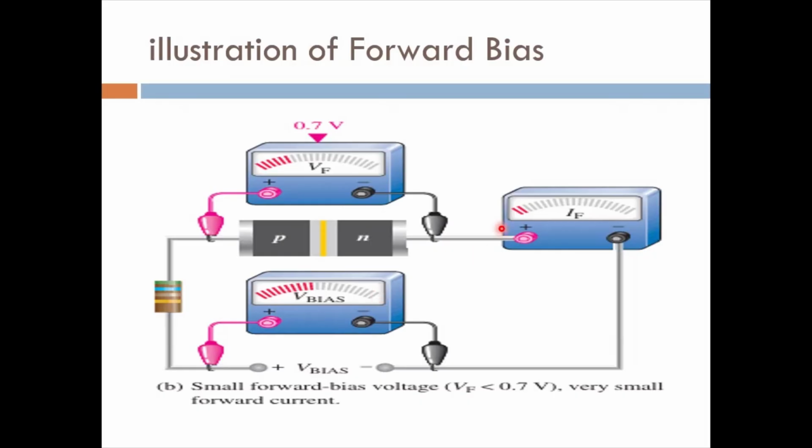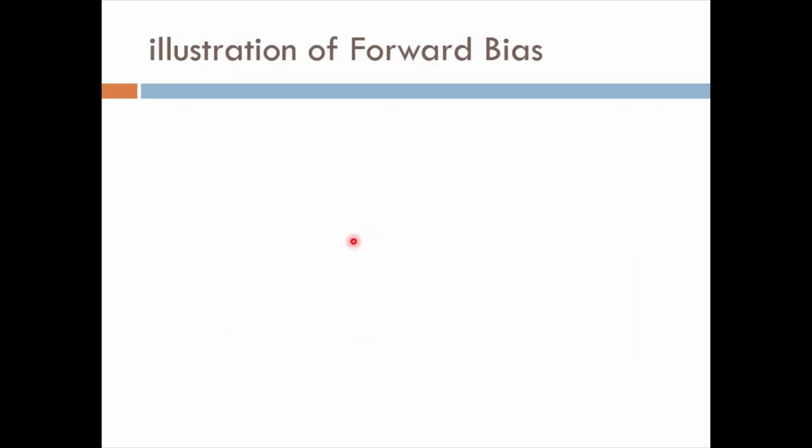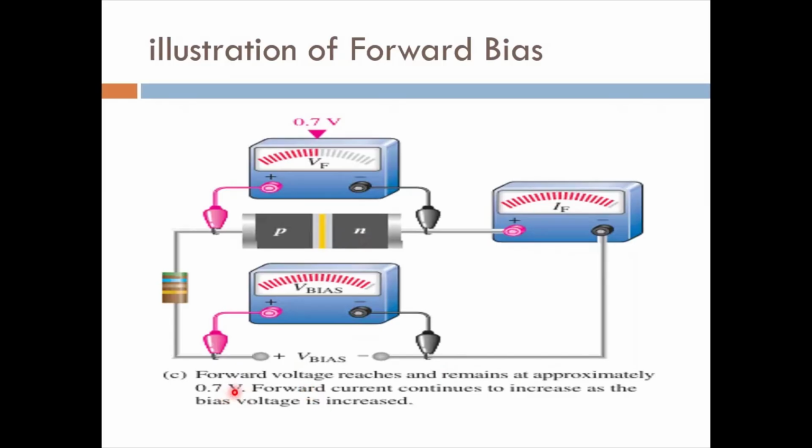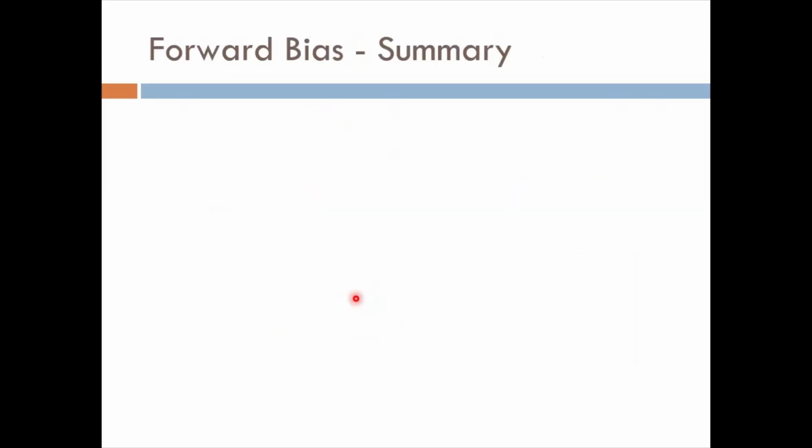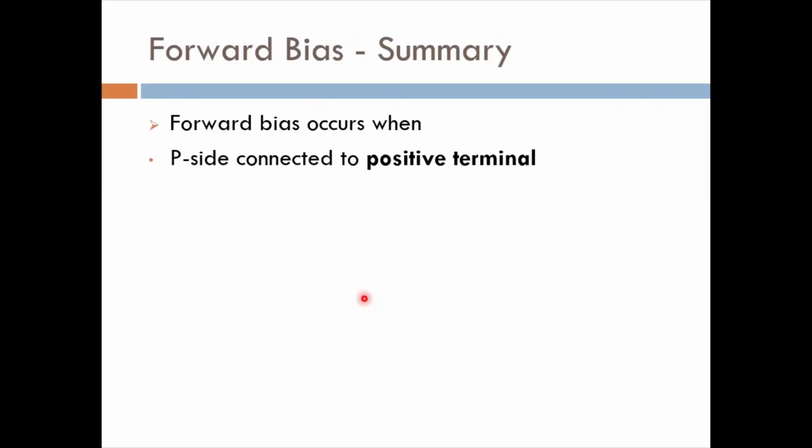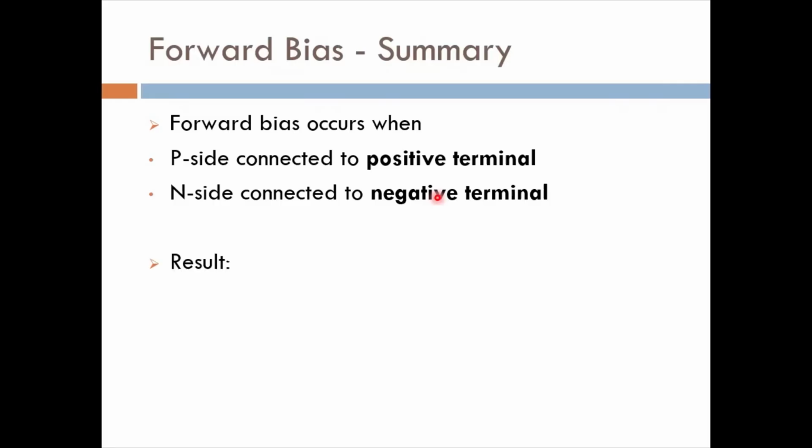So there will be a very small amount of current in the circuit, and all the voltage will appear across the diode. If the voltage is more than 0.7 volt, the forward current will continue to increase. However, the voltage across the diode will remain approximately 0.7 volt, while the current will increase as we increase the input or bias voltage. So if we summarize, when the P side is connected to the positive terminal and the N side is connected to the negative terminal, this is the forward bias condition.